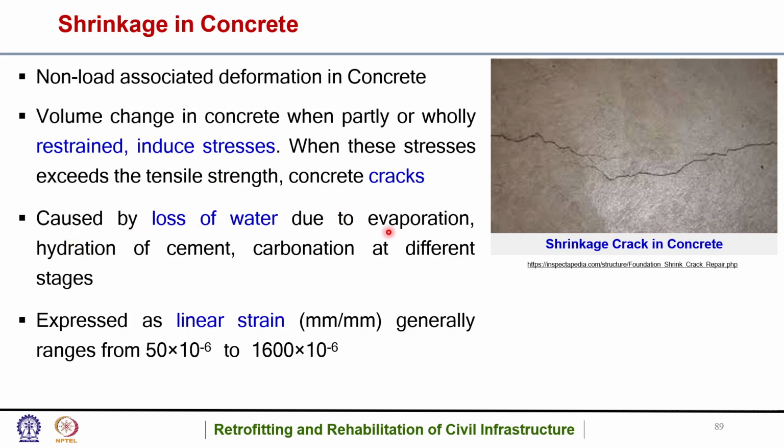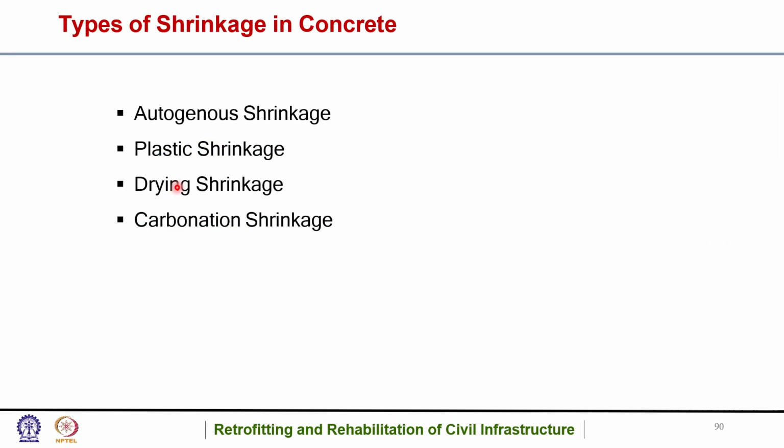It is caused by loss of water due to evaporation, hydration of cement, and carbonation at different stages. Expressed as linear strain, that is in terms of millimeter per millimeter, generally it ranges from 15 into 10 to the power minus 6 to 1600 into 10 to the power minus 6. And this is an example of shrinkage crack. Okay, so there are basically four types of shrinkage: autogenous shrinkage, plastic shrinkage, drying shrinkage, and carbonation shrinkage.